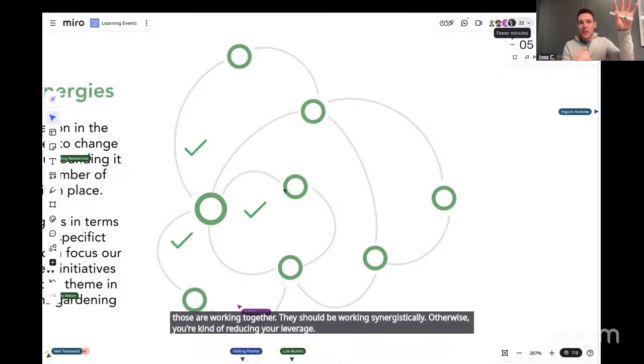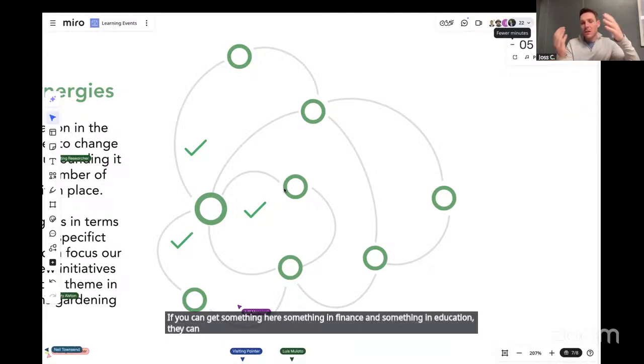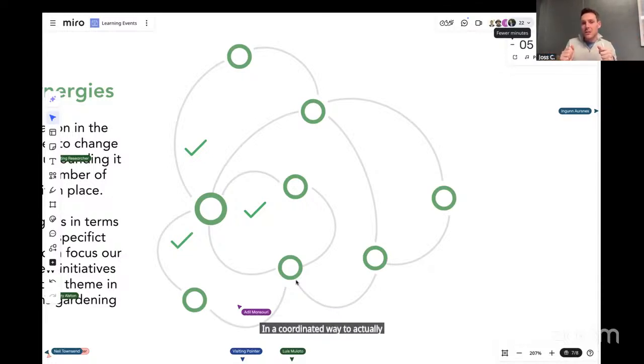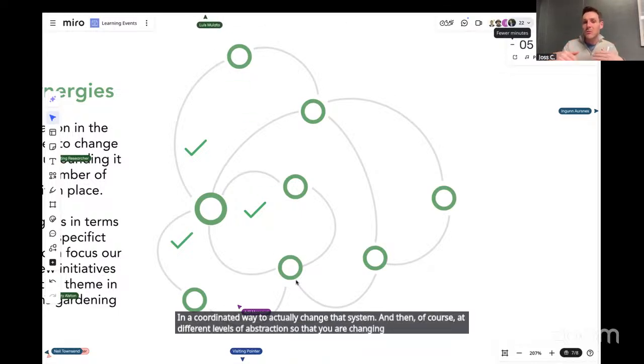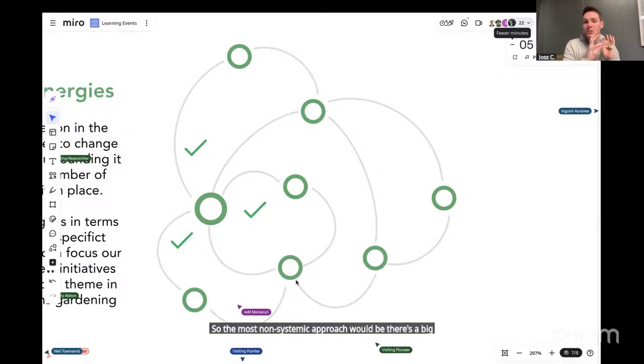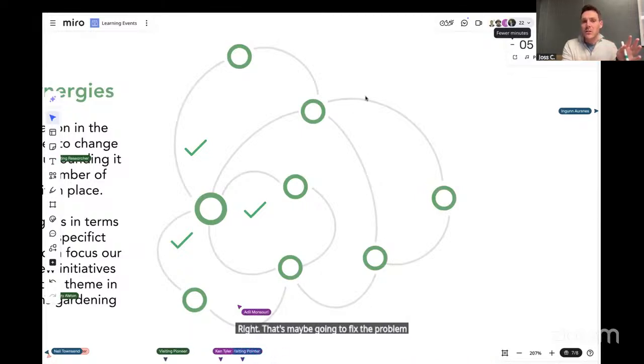If you can get something here, something in finance and something in education, they can work synergistically, and that can really amplify your interventions. And of course, they should be dispersed enough to actually be acting on the different parts of the system you need to be acting on in a coordinated way to actually change that system. And then, of course, at different levels of abstraction, so that you are thinking about changing mental models and structures and so forth. So the most non-systemic approach would be, there's a big problem in this system, and we need to just focus all our energy on that problem, right? That's maybe going to fix the problem for a while. It's not going to change the system.